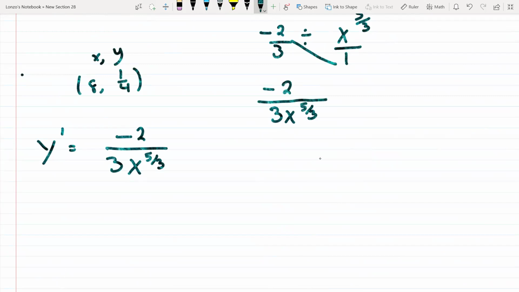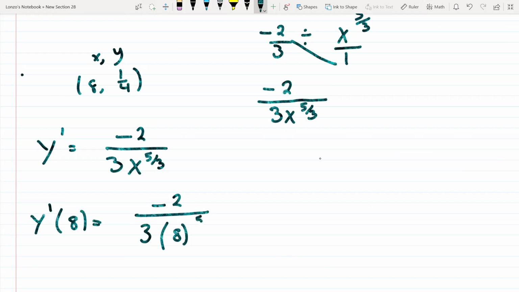So what I have to do, I don't really have to plug in my y value because there's no y, so we're good. So maybe I could just plug in 8. So it's going to be negative 2 over 3, and then replace x with 8. So it's 8 raised to the 5/3. So that's negative 2/3. And then what is 8 to the 5/3, or the cube root of 8 to the 5th power?